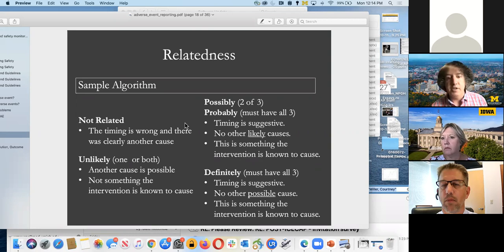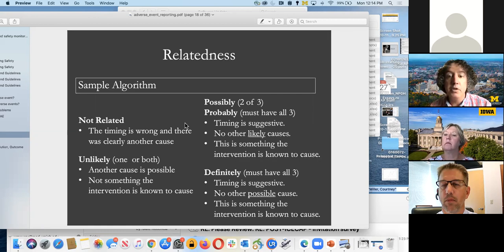Unlikely, another cause is possible, but not something that the intervention is known to cause. So if TPA causing hair loss, if hair started to fall out after getting TPA, for example, seems unlikely, and there may have been another cause of the hair loss, like a fungal infection of the head.